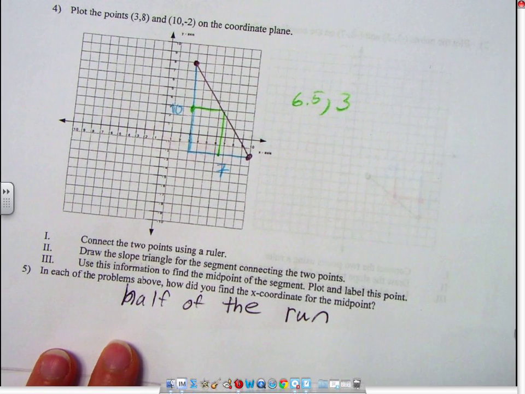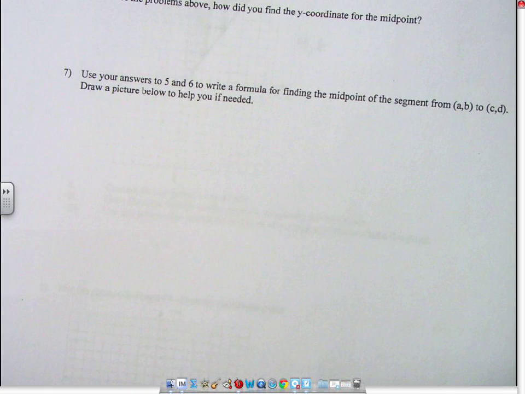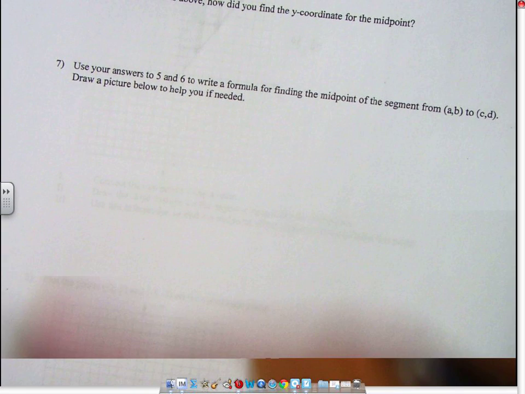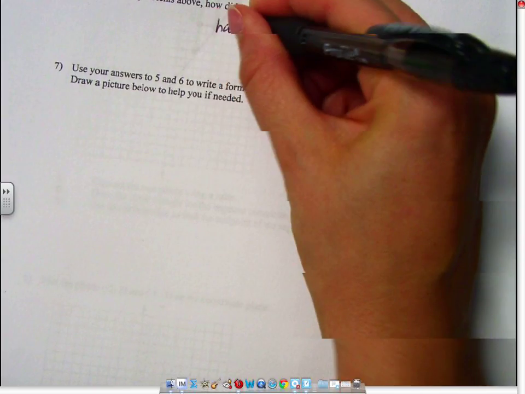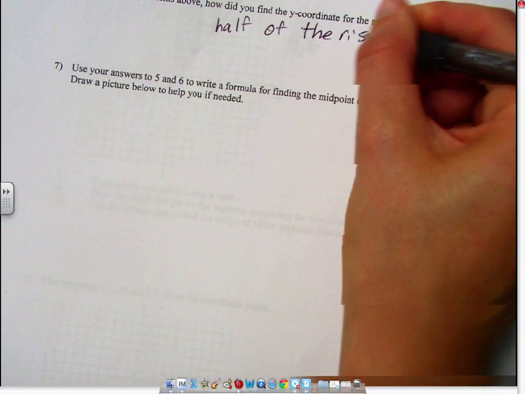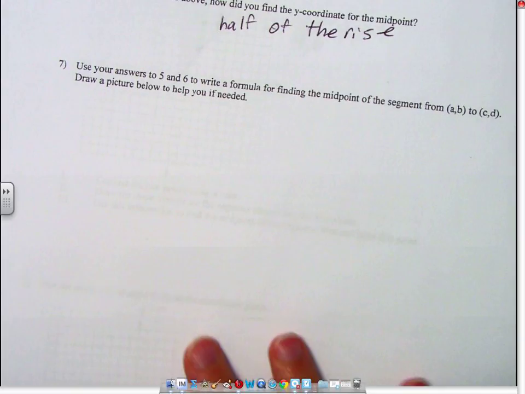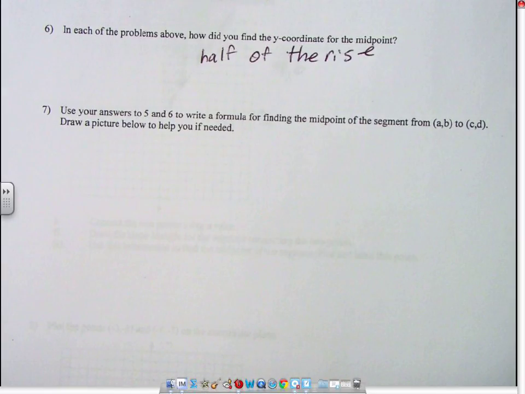Yeah. Okay. Turn it over, number 6. In each problem above, how did you find the y-coordinate? It's half of the rise. Okay? Using your answers 5 and 6 to write a formula for finding the midpoint of the segments from A to B and C to D. Okay, what we did right now, if I ask you to find the midpoint, you can always do it that way. A lot of people don't like graphing though, so I want to show you the formula.